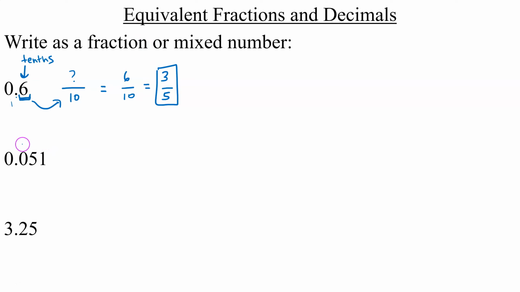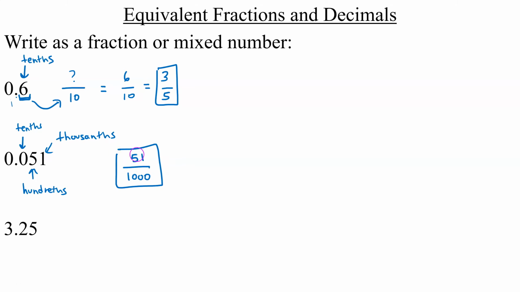For our next example, we are going not just to the 10th place, not just to the 100th place, but we're going to the 1000th place. So this is telling us we are figuring out a fraction out of 1,000. Specifically for our example, we have 51 out of 1,000. And we can't simplify that any further. That's in lowest terms.